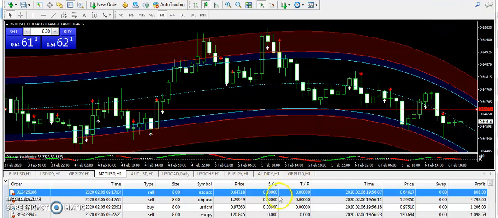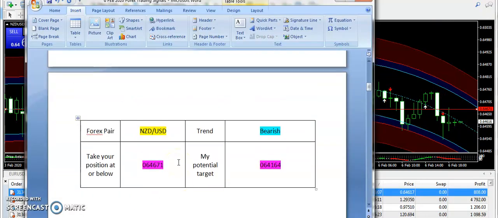Overall it was a slow day with trading. However, we have hit 4 signals that went into our entry zones, and I'm going to talk about those 4 signals. So first of all, let's get started with New Zealand USD.